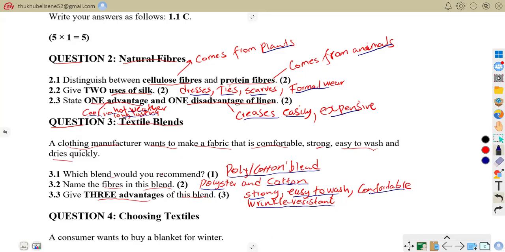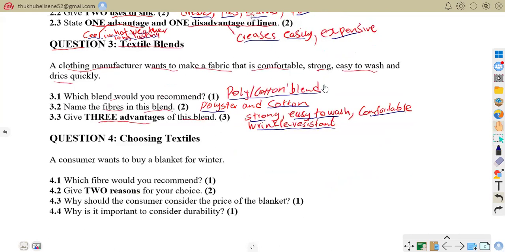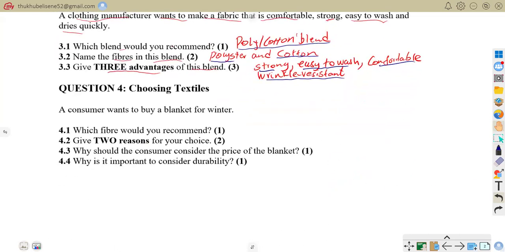So now let us go to question 4. Choosing a textile. A consumer wants to buy a blanket for winter. Which fiber would you recommend?